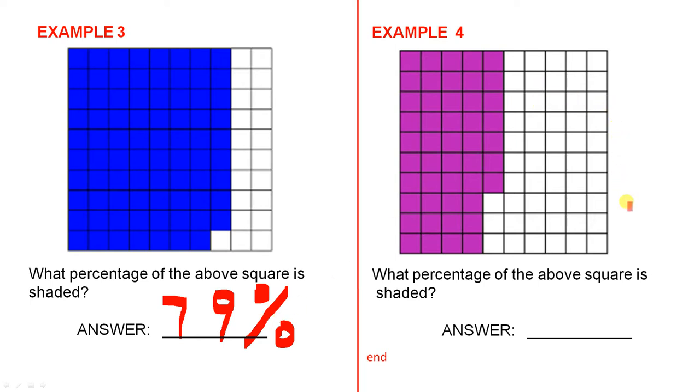Example 4. What percentage of the above square is shaded? Again, it's a 10 by 10 square. Let's see how much is shaded. 10, 20, 30, 40, so they're the columns. And here's the extra column, 41, 42, 43, 44, 45, 46, 47. So that is 47 out of 100. And as we saw in the previous example, that is 47%. Because 47 out of 100 is 47%. Of course, percent means per 100.